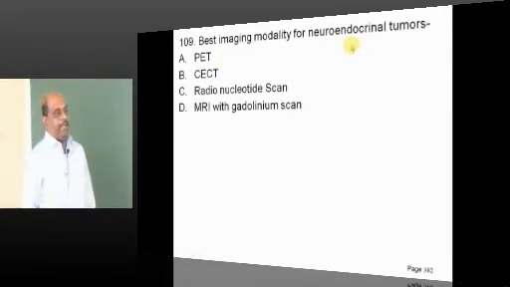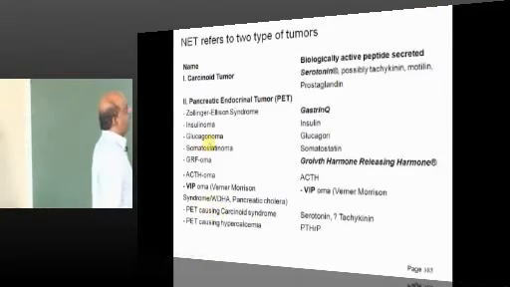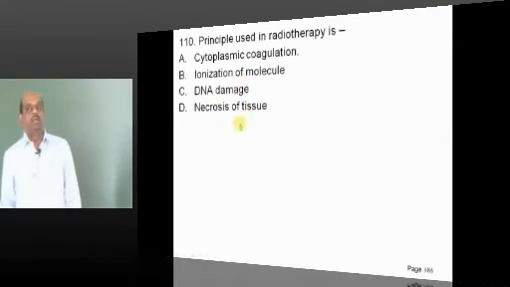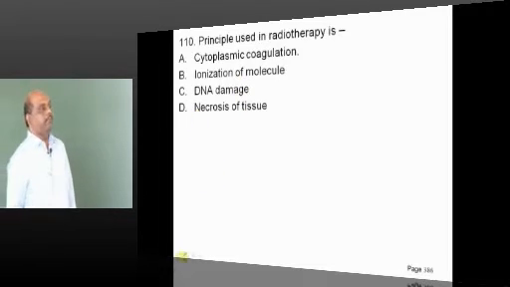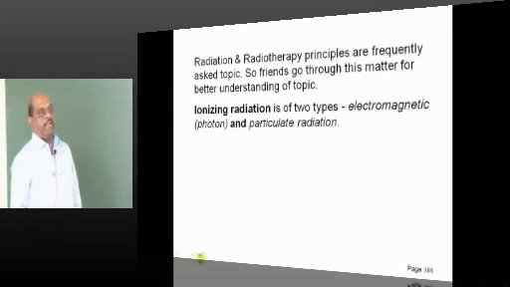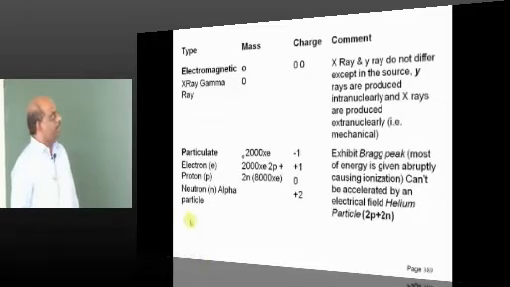Best imaging modality for peanut tumors? Radionuclide is what you use. So what do you do in radiotherapy? Ionization. At least 120 marks you have to cross, no?